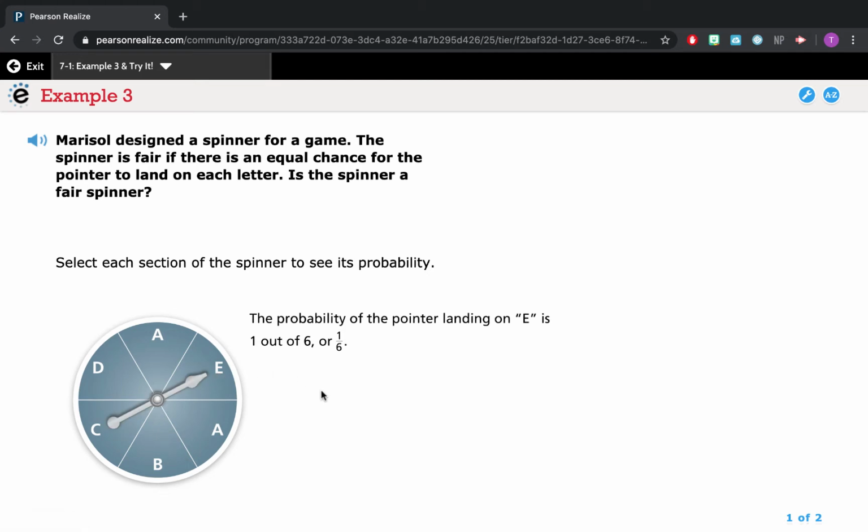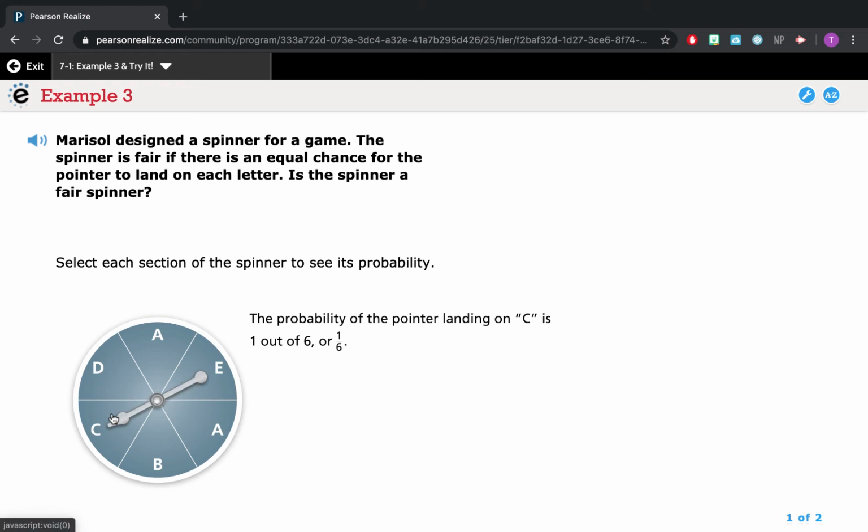The probability of the pointer landing on E is 1 out of 6, or 1/6. Why is that? There are 6 equal sections here, and only one of them is E. Let's look at D. D is similar. So E and D so far make it an equal spinner because you have that equal 1/6 shot. To be clear, that doesn't mean you are equally likely to spin D as anything else necessarily. It means you have the same likelihood of spinning D as you do E.